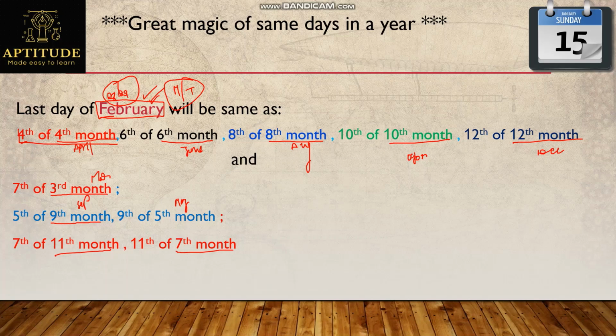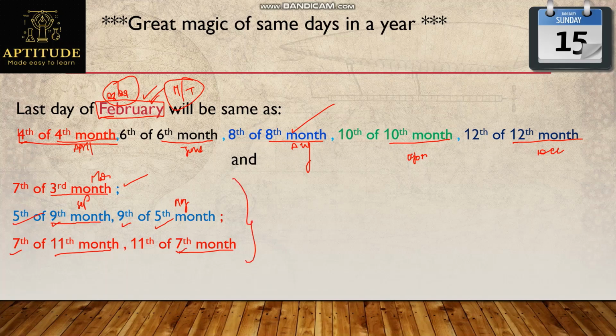So you see this 4th, it is an even number. So 4th of 4th, 6th of 6th. So the month number and the particular day of the month will be the same. And here it will be changing. For March alone, it will be different, 7th of 3rd. And observe here, 5th of 9th and 9th of 5th. So just the day and month will be reversing. And 7th of 11th and 11th of 7th.